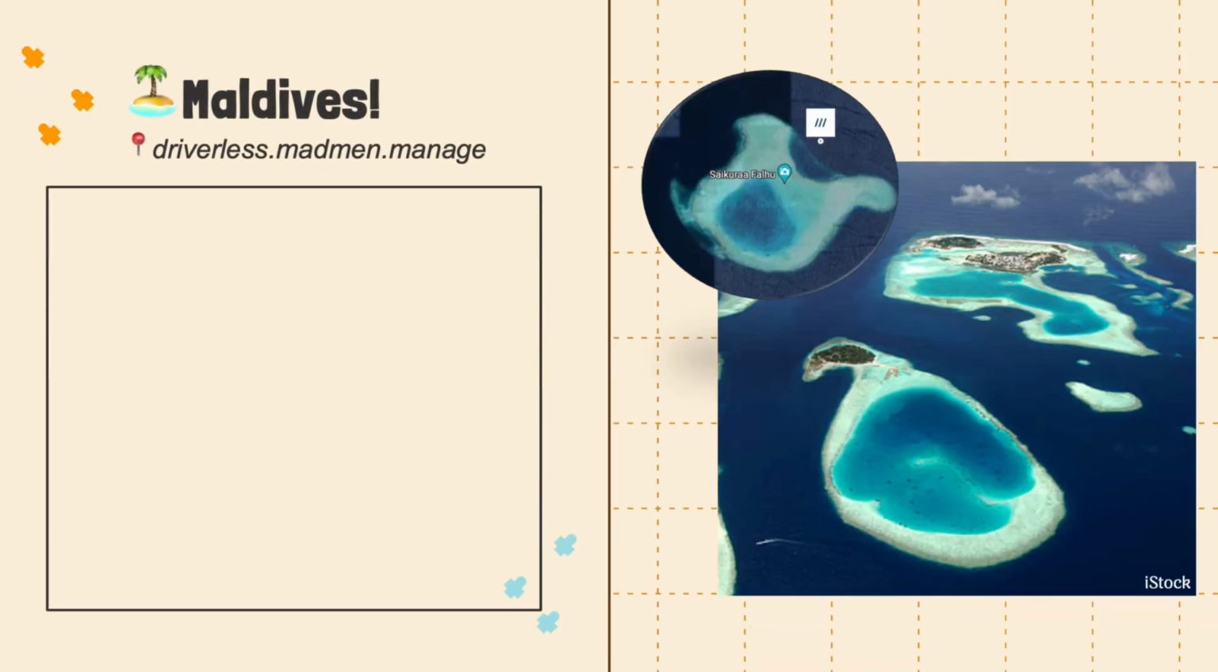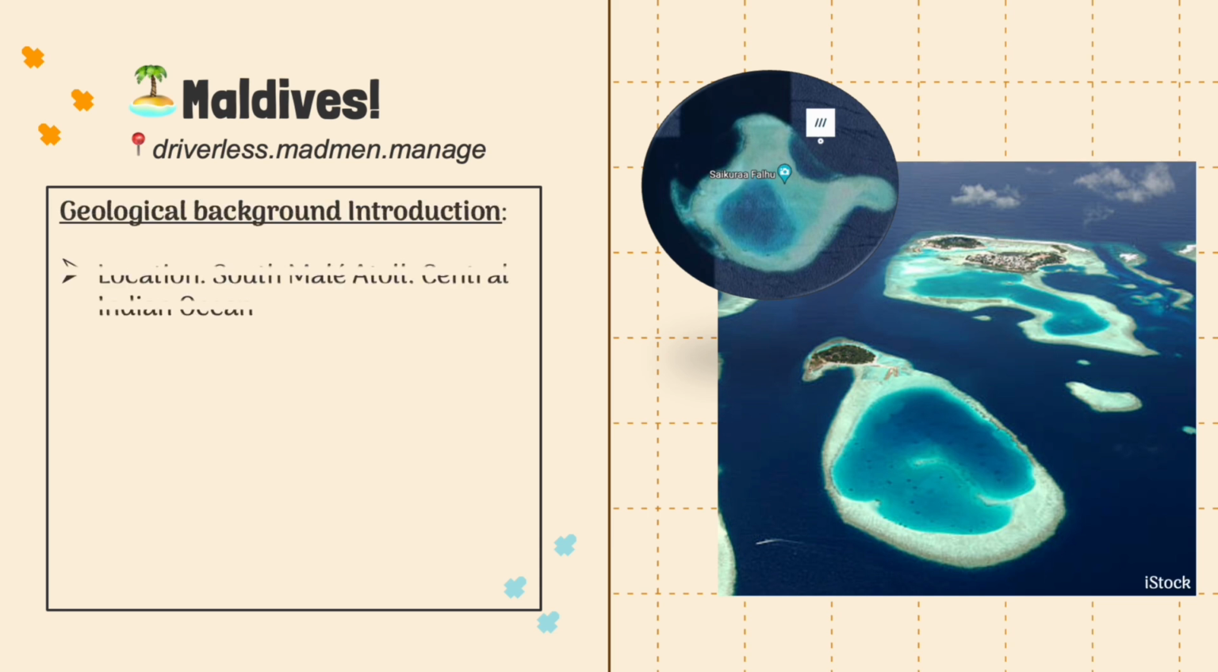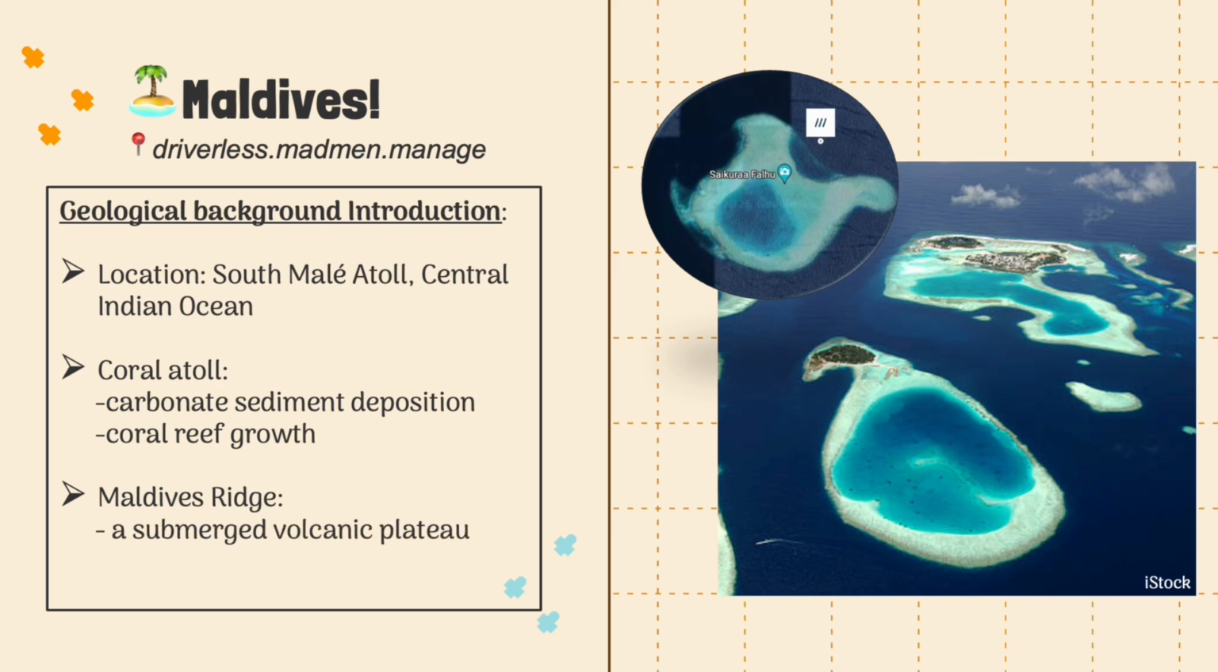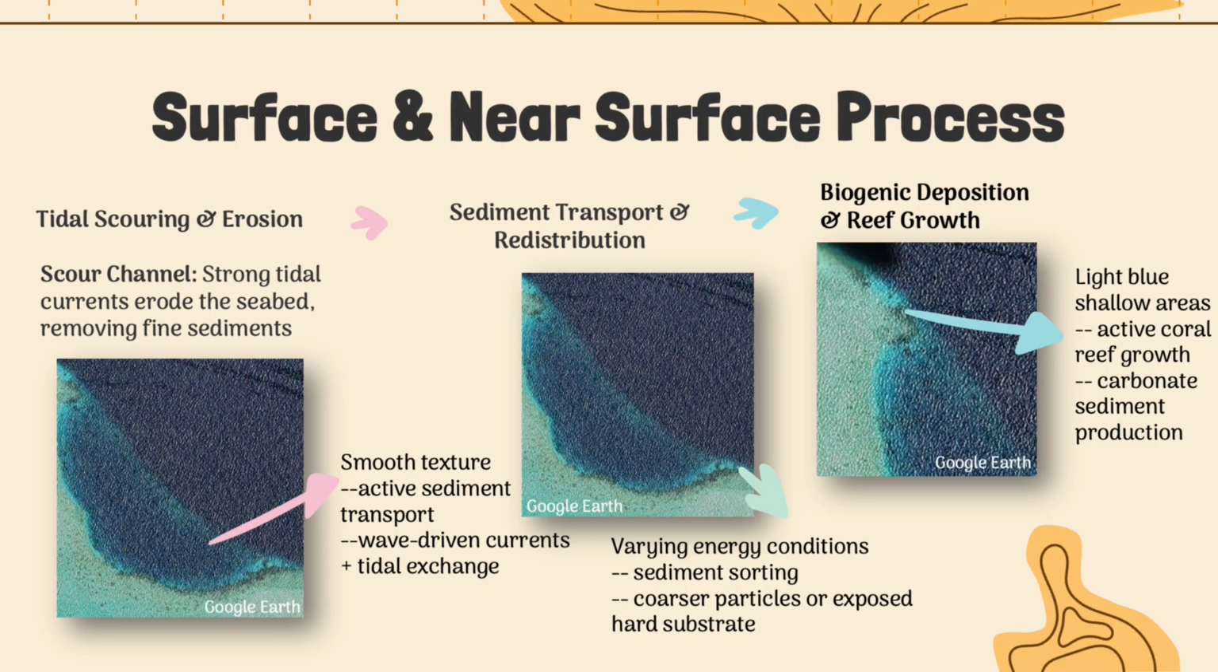Unlike the river or the desert, this landscape is built by living organisms. Located in the South Malé Atoll, Central Indian Ocean, we are looking at coral reefs, which create entire islands made of calcium carbonate. Over time, these reefs grow, break down, and reform into limestone structures. So, how does this work?